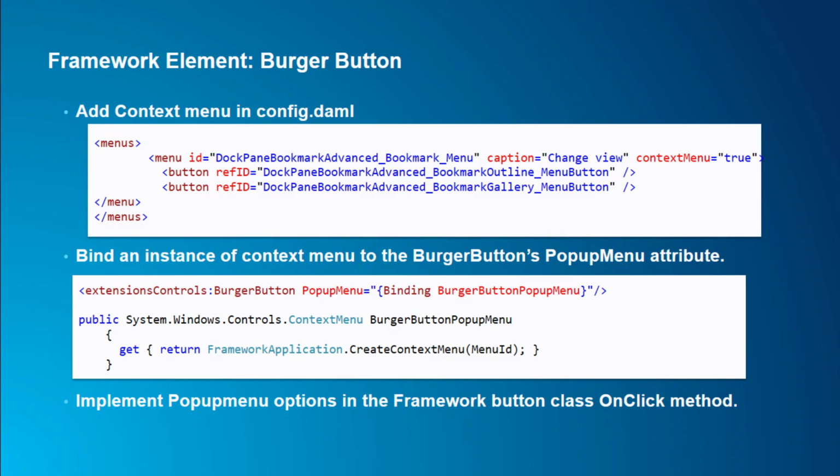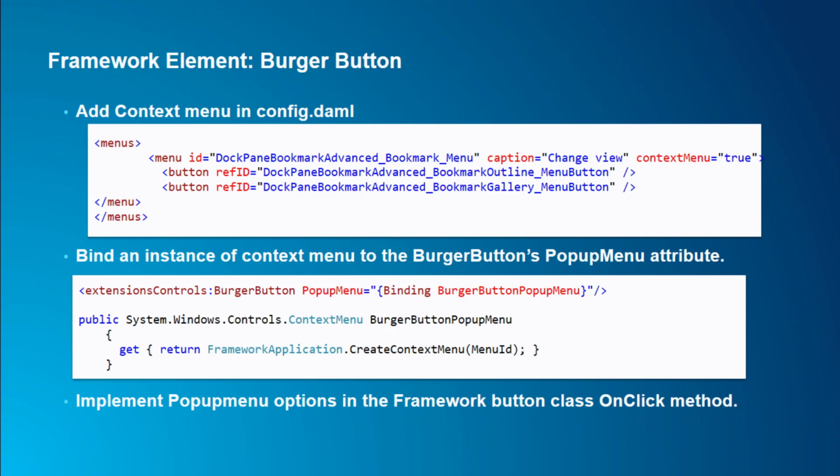Over here, I want to focus just a minute on the burger button because it has a little extra implementation details. A burger button is pretty much a context menu. You define it in DAML. That's the first code snippet over here. In this case, this burger button has two buttons linked to it, an outline button and a gallery button. We'll see this in a demo shortly.